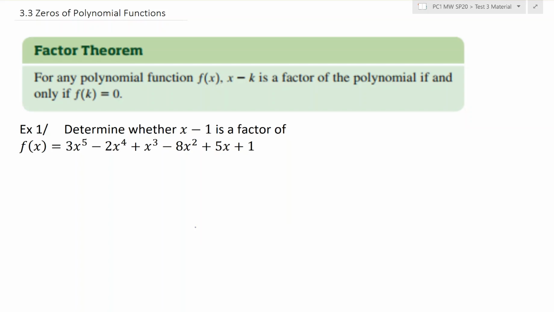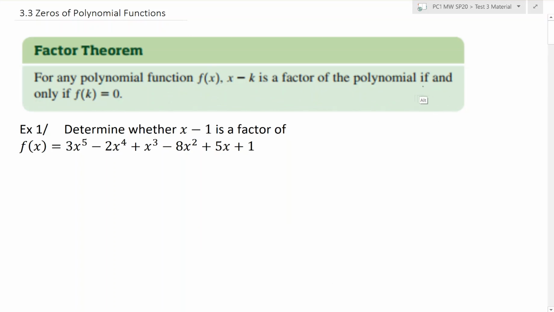Right, this section is zeros of polynomial functions. Let's go over the first theorem we have, which is the factor theorem. It says for any polynomial function f of x, x minus k is a factor of the polynomial if and only if f of k equals 0.